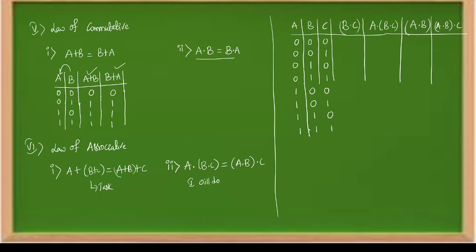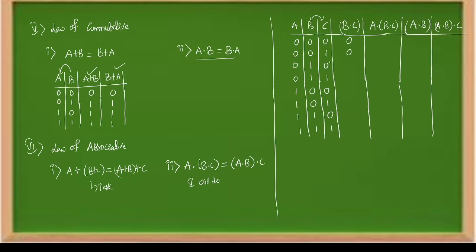So these are the possible eight combinations with these three variables A, B, and C. Now, what I need to do is perform an AND operation between B and C. What you can understand from the logical AND operation is that if any one of the inputs is logic low, the output is automatically logic low. So for these two entries, B is logic low. That's why you will get 0.